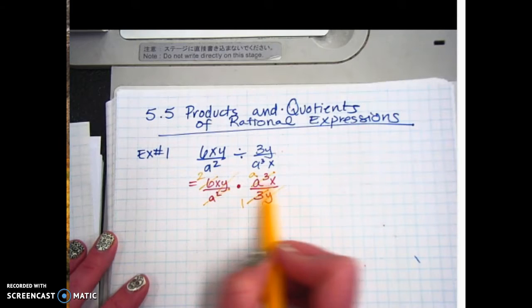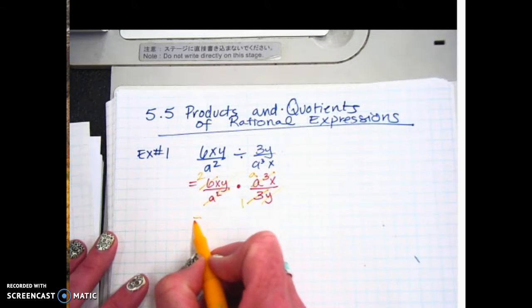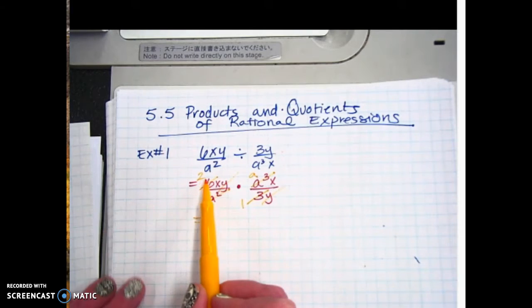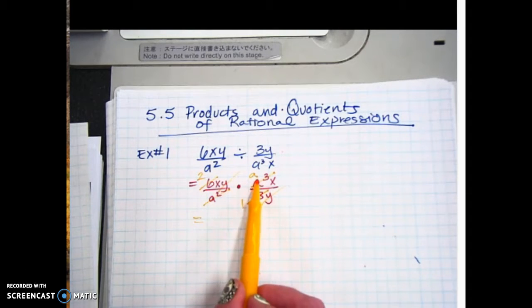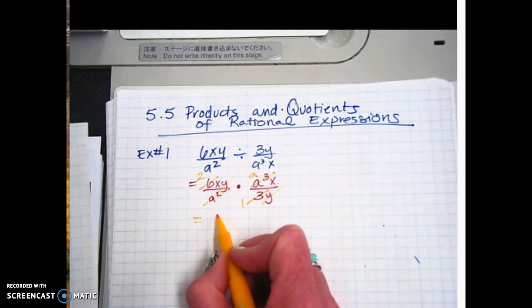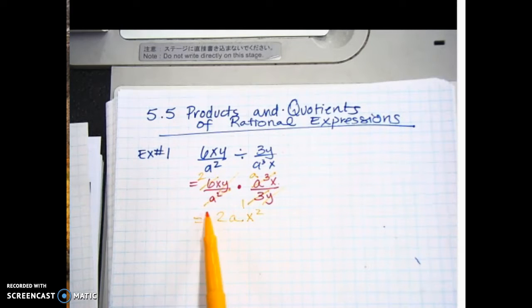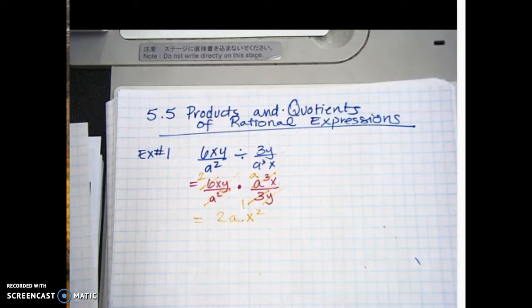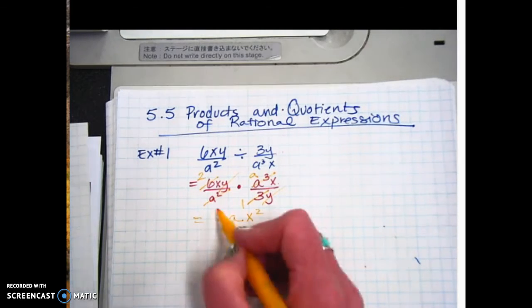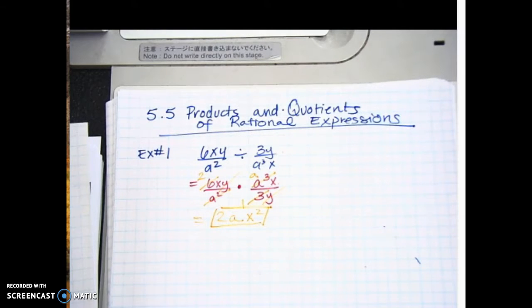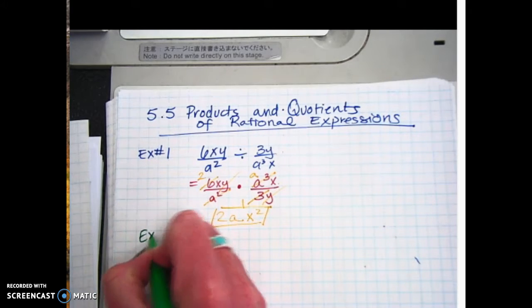And then all that's left is x's, and they're both in the numerator. So we're going to multiply what's left straight across. In the numerator, I've got the 2, the a, and the x to the first and the x to the first. So 2ax squared. In the denominator, all that's left is a 1. Do I need to write the 1 in the denominator? No. Would it be wrong if you did? No. All we're left with is 2ax squared. Any questions on example number 1?